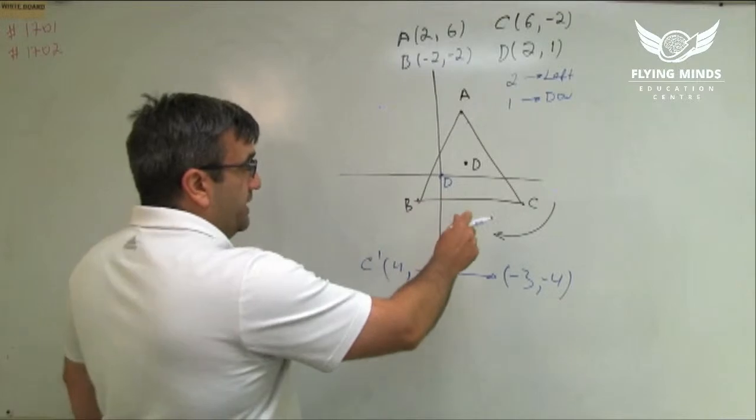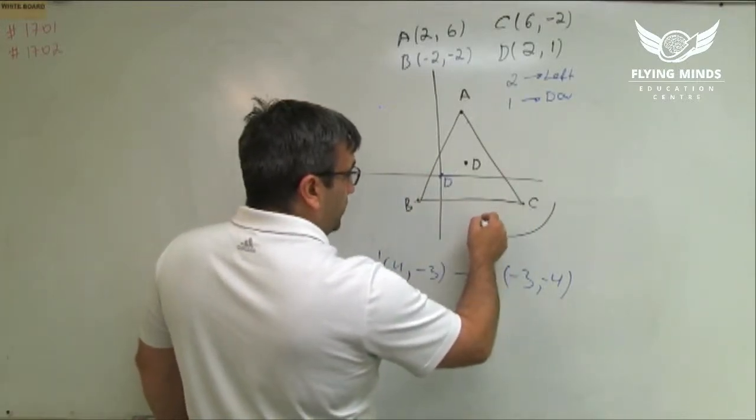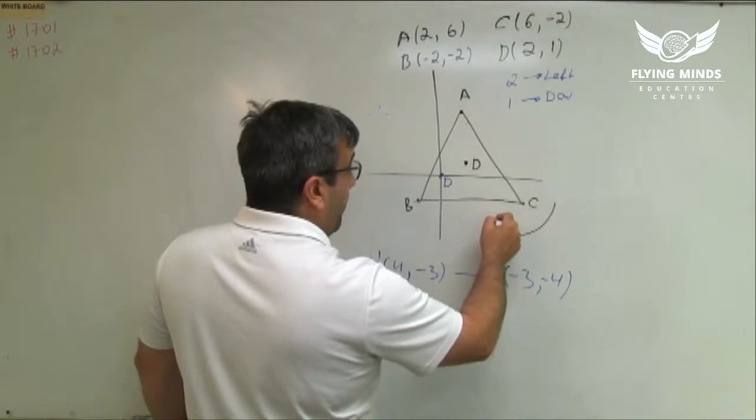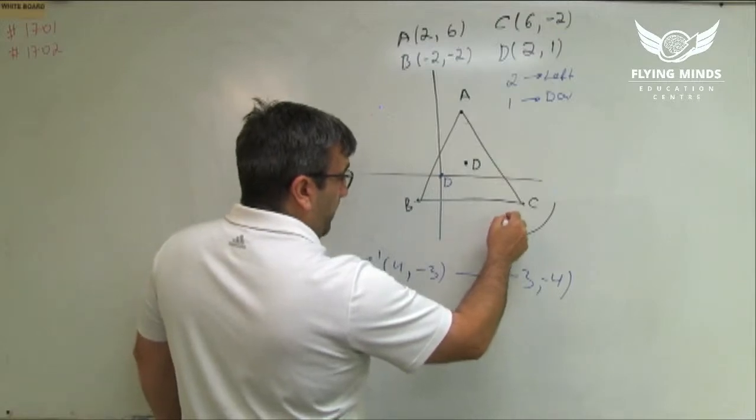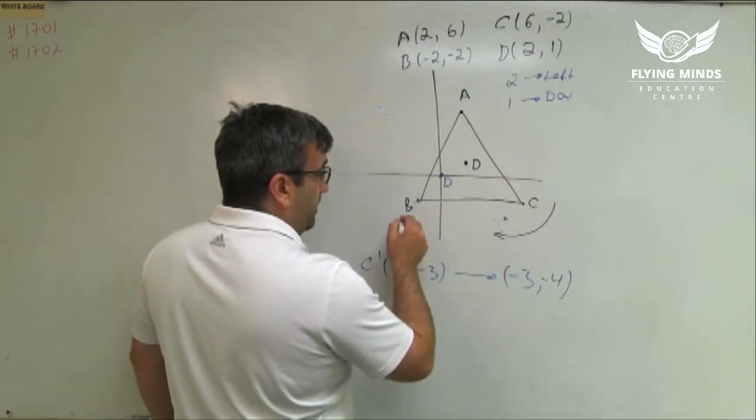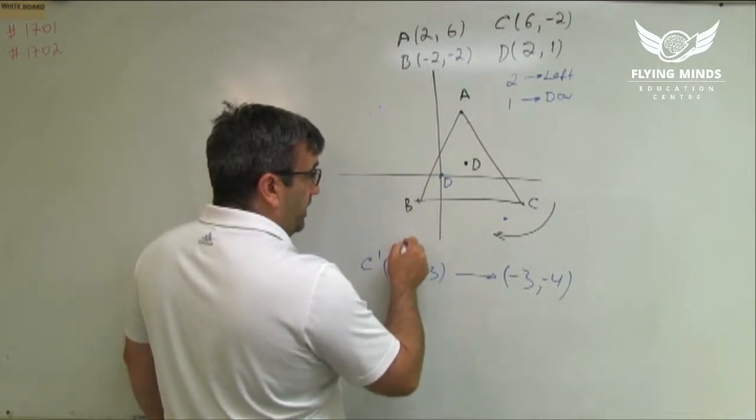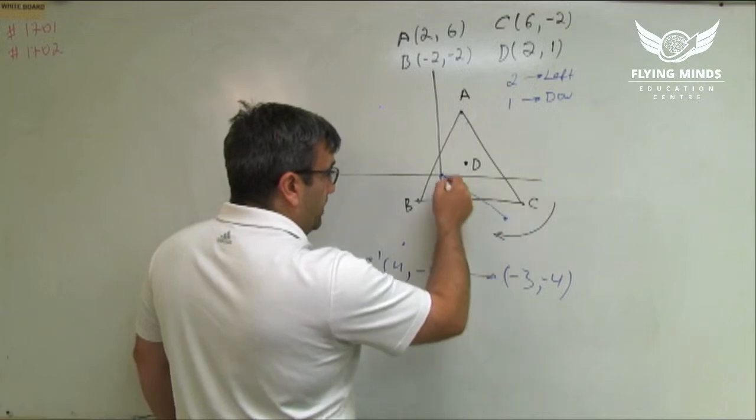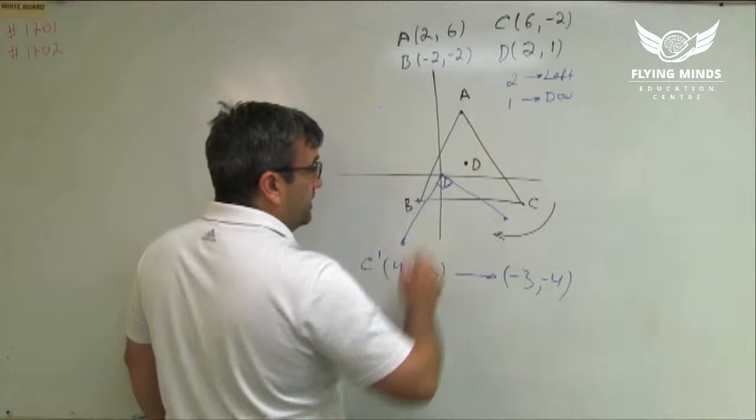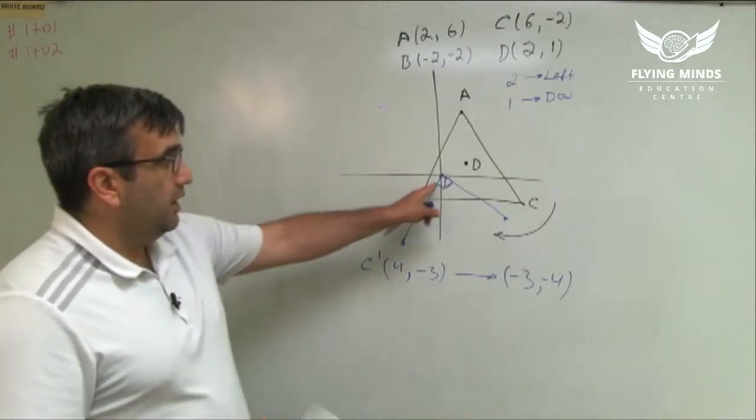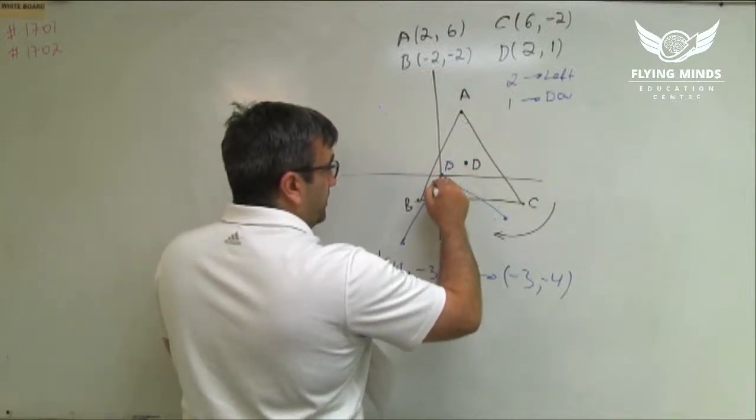So our new point C, it was here. Now it's going to be -3, 4. So now it will be here. If we take a look, 90 degrees, here's the straight right angle here. So this will be D.